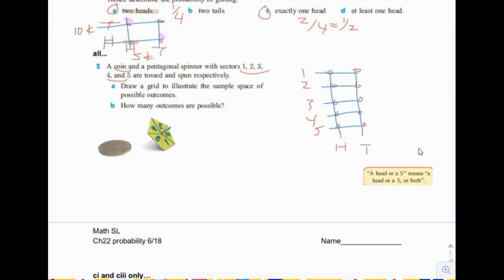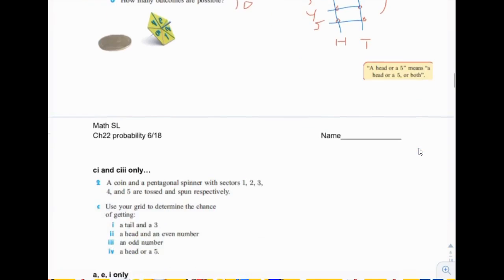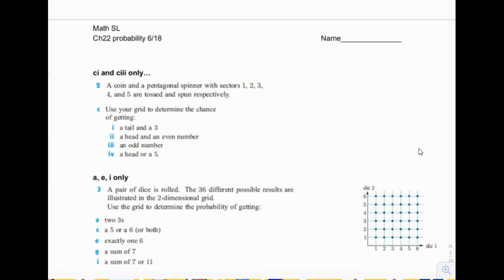Then it says how many outcomes are possible. Basically, it will be 2 times 5. That would be 10. Okay. All right, and then the next page, it continues on with C1 and C2. C1 and C3, I'm sorry.